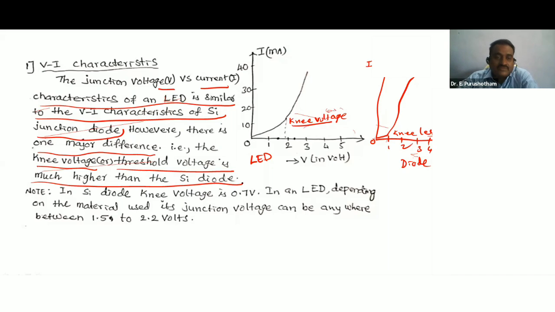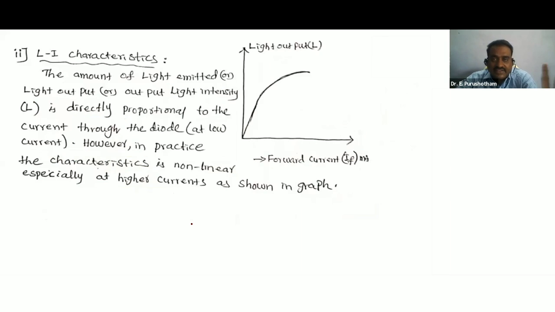That is the major difference. In a silicon diode, the knee voltage is 0.7 volts, but in an LED it is 1.5 to 2.2 volts. It changes depending on the material. So in an LED, the knee voltage is 1.5 to 2.2 volts. Second one, the L-I characteristics of LED.